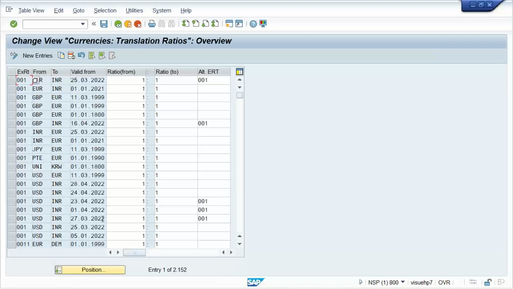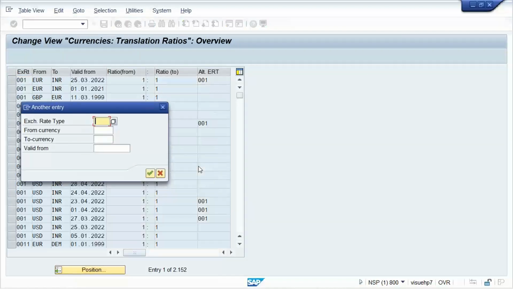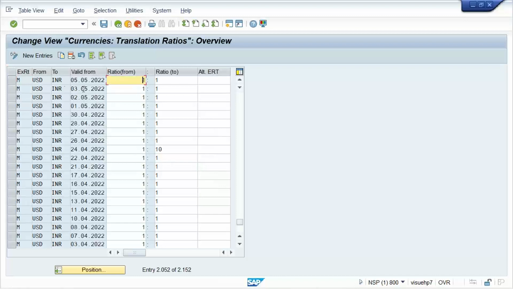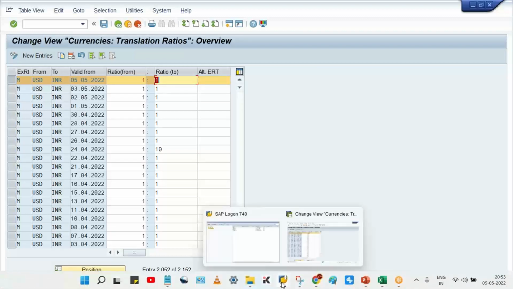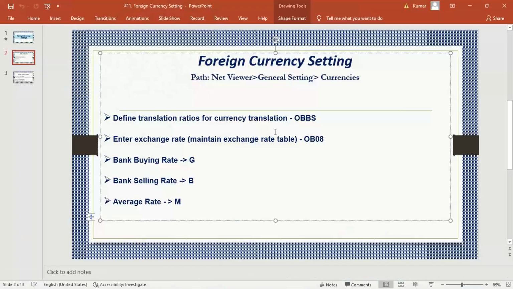I'll check it here. So exchange rate type M, from currency USD to Indian currency, and valid from, I have given the current date only. So look at here, it is already maintained by someone. It's okay if somebody maintained it. Even I was also going to maintain the same thing. If it is already maintained, leave it, right? Just save it. So what we have done, we have maintained the translation ratio. What next, guys?